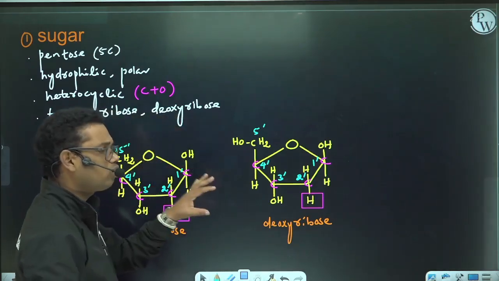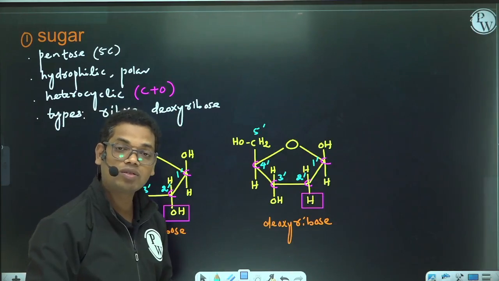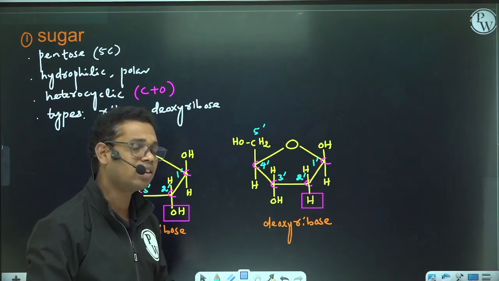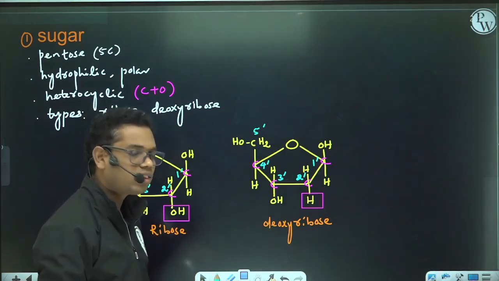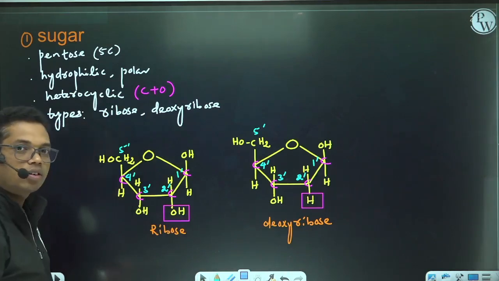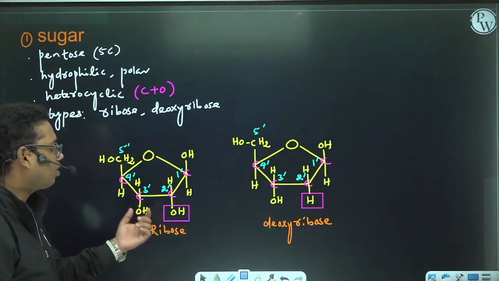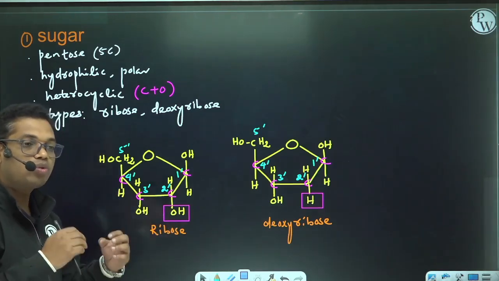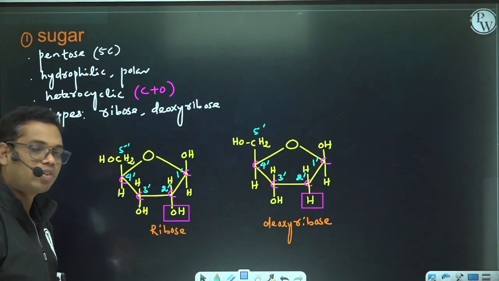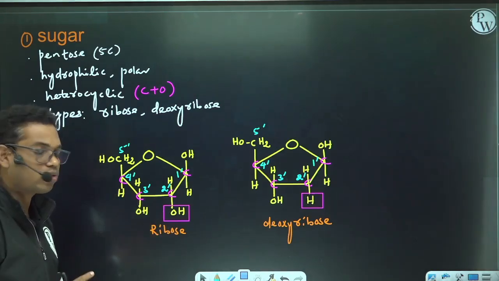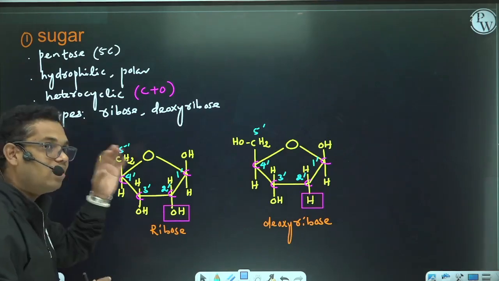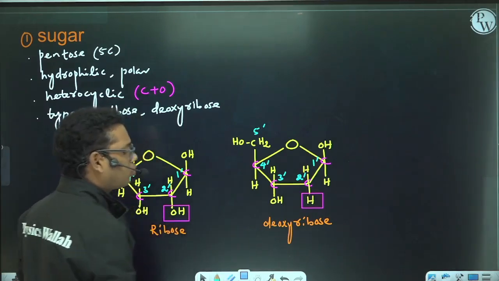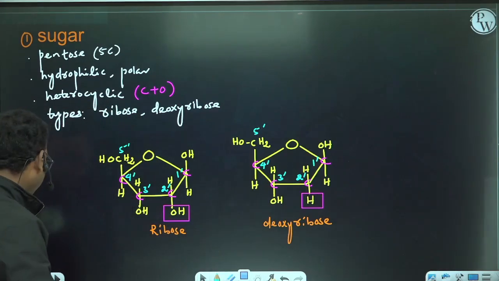Because these sugars have an OH group, they will interact with water, and that is why they are hydrophilic in nature. I can say because of the presence of the OH group, they are polar in nature. I have already mentioned that the sugars present in the nucleotide, I'm not talking about sugars in general. I'm talking about the sugars present in the nucleotide. They are either ribose sugar or deoxyribose sugar. Now the second component.